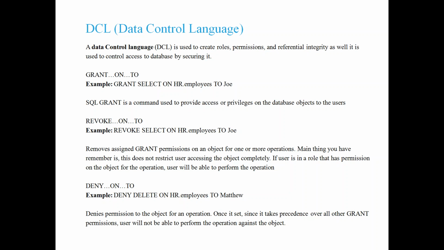So the revoke is nothing but whatever you have granted, that will be revoked. And the deny is something, maybe the name indicates, misleads, somewhere the revoke and deny are almost the same, but there's a difference. Revoke removes assigned grant permissions.